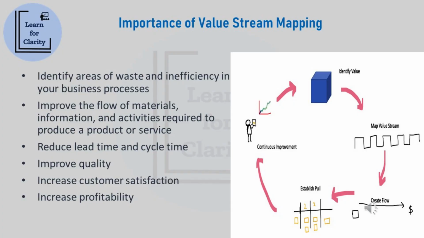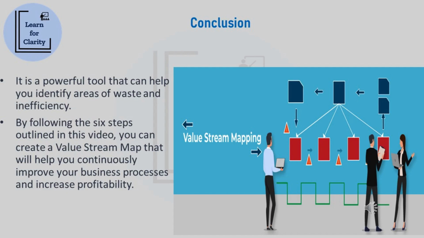So, why is value stream mapping important? Value stream mapping can help you identify areas of waste and inefficiency in your business processes, improve the flow of materials, information, and activities required to produce a product or service, reduce lead time and cycle time, improve quality, increase customer satisfaction, increase profitability.